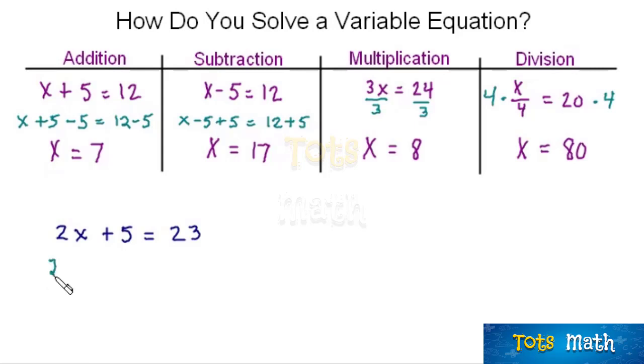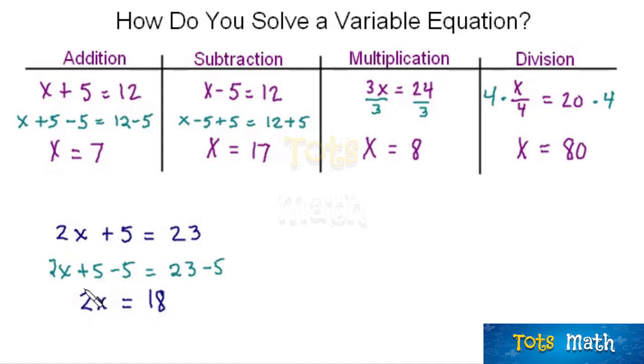So we get 2x plus 5 minus 5 equals 23 minus 5. Well, plus 5 and minus 5 is a fancy way of writing 0. So on this side of the equation, we have 2x plus 0. And that's just 2x. And on the other side of the equation, we have 23 minus 5. And that's 18. So now we have 2 times x equals 18.